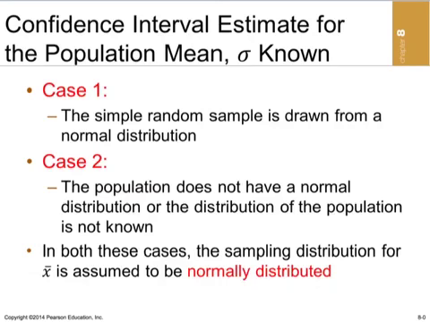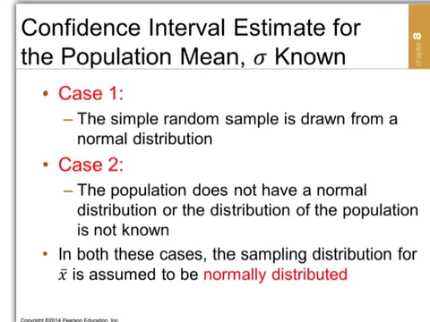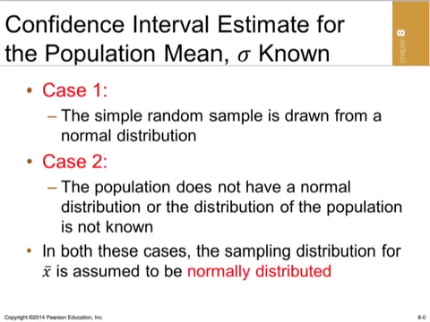A simple random sample is drawn from a normal distribution. Case 2, the population does not have a normal distribution, or the distribution of the population is not known. In both cases, the sampling distribution of x bar is assumed to be normally distributed. So if we're talking about the case where we know the population standard deviation, then we automatically assume that the sampling distribution of the sample mean is normally distributed. In fact, we're applying the central limit theorem to that, and that will influence what our confidence interval formula looks like.